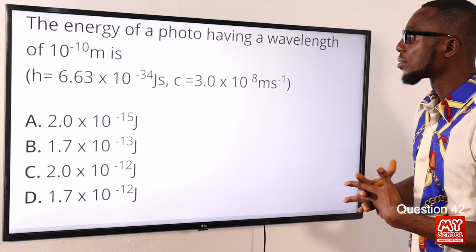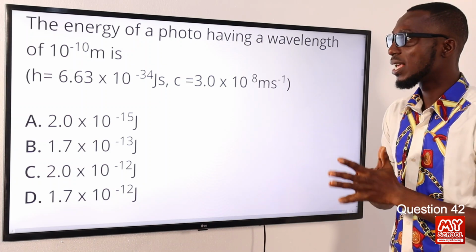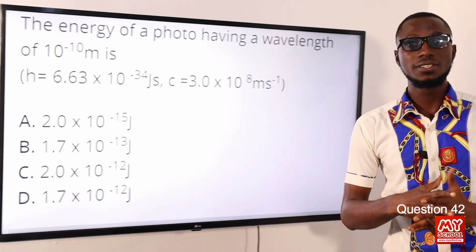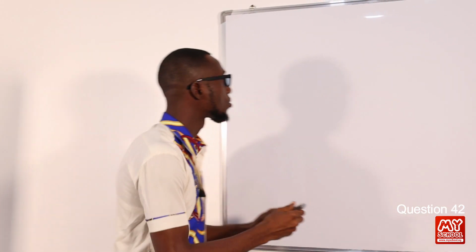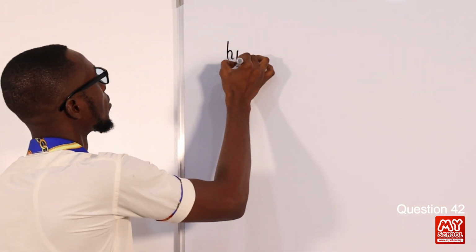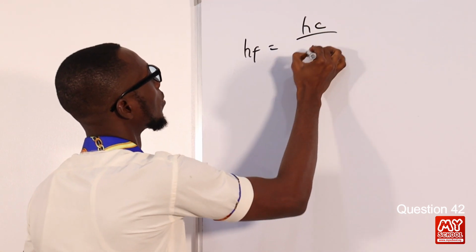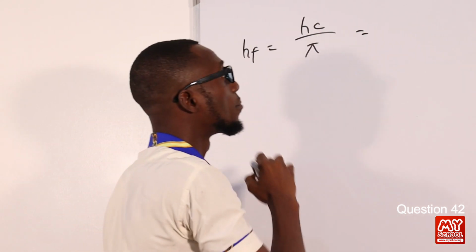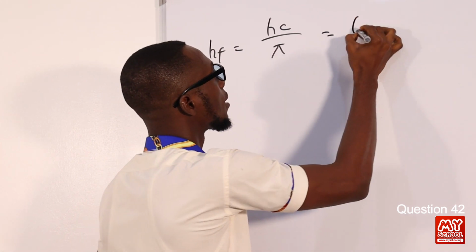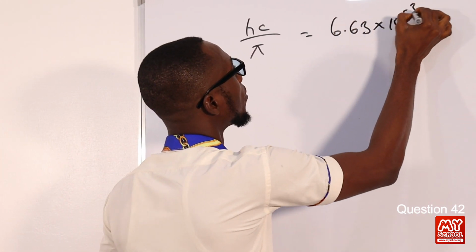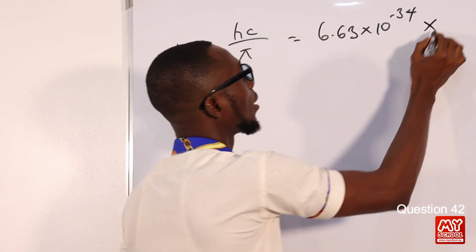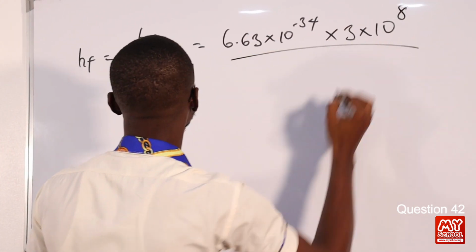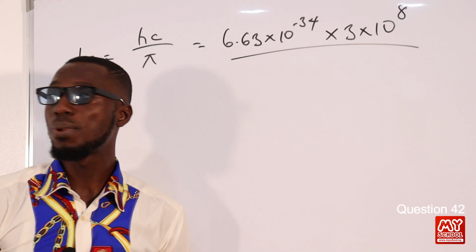42. The energy of a photon having a wavelength of 10 raised to the power minus 10 meters is what? This is our Planck's constant and this is the speed of light. So we just work around this formula. The energy, we know that a photon has energy, of course, so E equals hc over lambda, where h is your Planck constant and c the speed of light. So we have this constant given from the question as 6.63 times 10 raised to the power minus 34, multiplied by the speed of light, 3 times 10 raised to the power 8, all over the wavelength, which is given as 10 raised to the power minus 10.